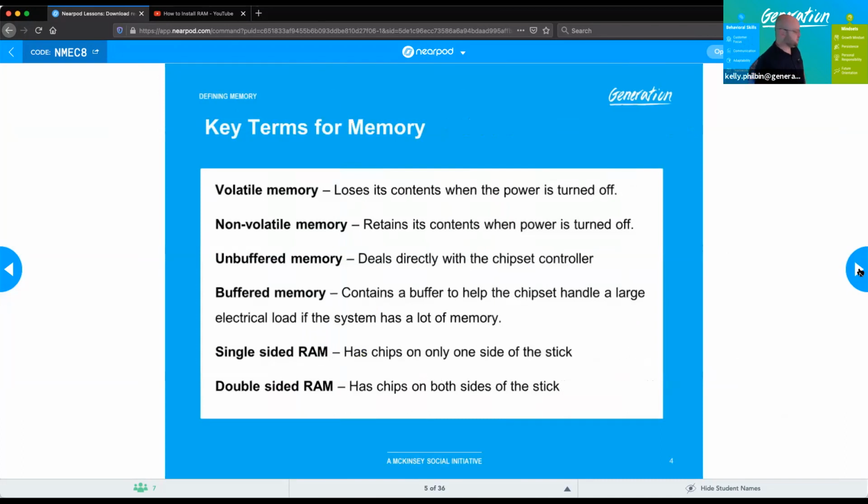Key terms that we're going to go over in this particular session. Volatile memory. We went over this one a little bit earlier, brought it up a couple times. It is memory that when power is turned off, all that memory is wiped clean. There is nothing left on it. And RAM is a form of volatile memory.